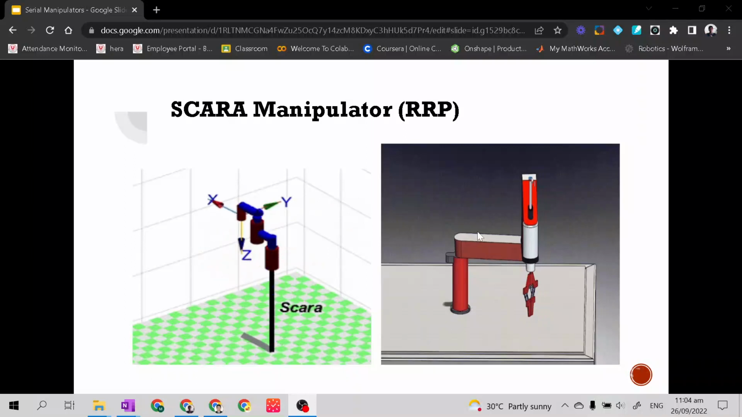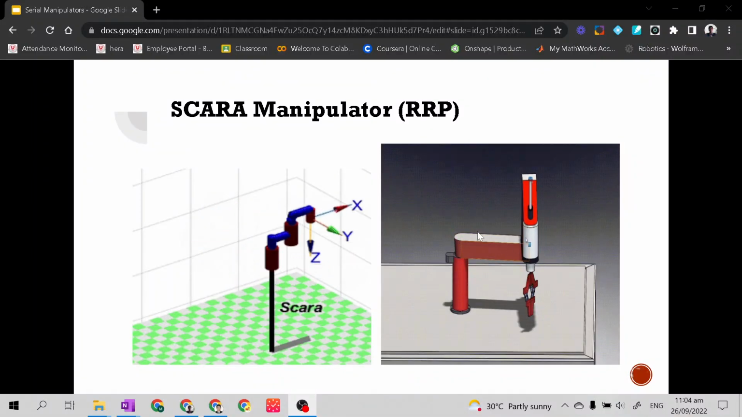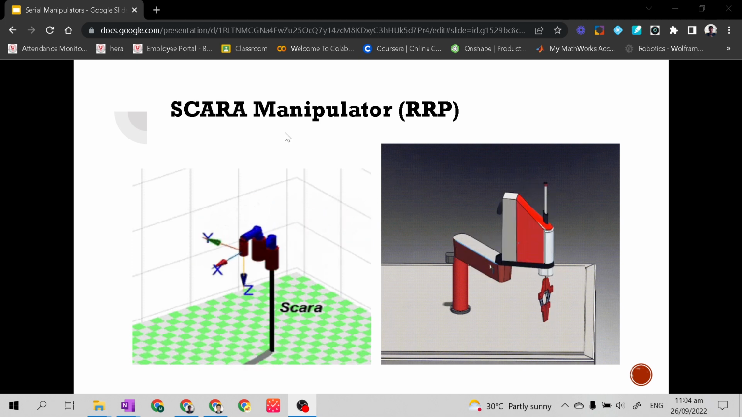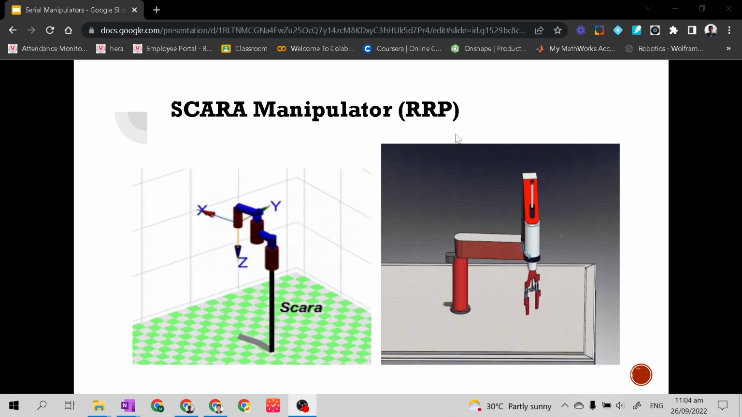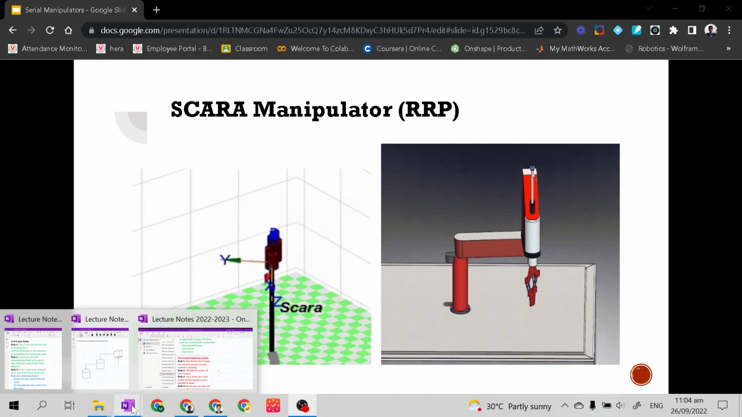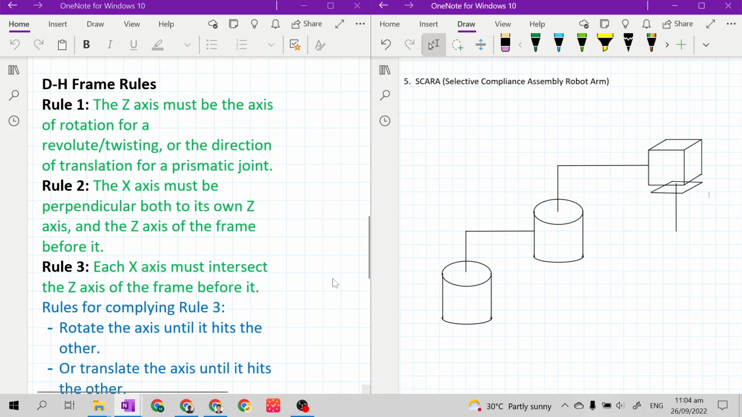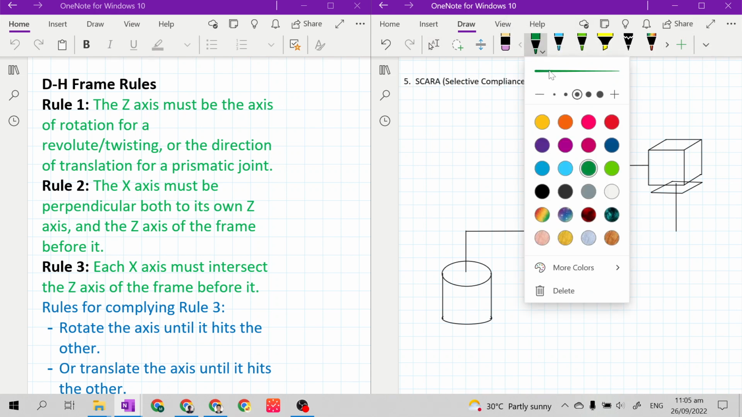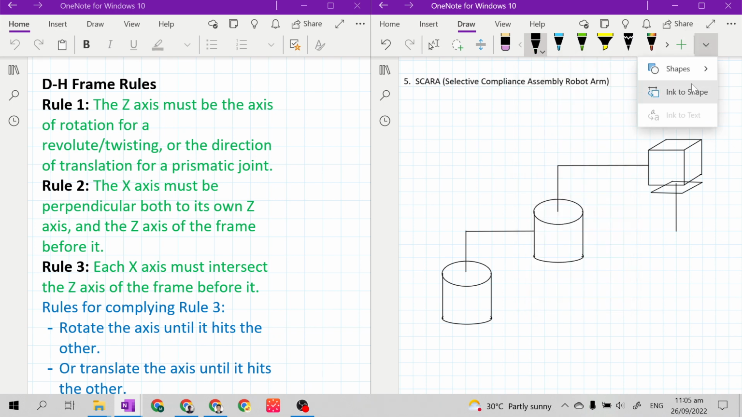Hey class, for our next manipulator, this is a SCARA manipulator with the RRP configuration, or revolute-revolute-prismatic. So let's go to our OneNote. This is the assembled kinematic diagram of our SCARA manipulator. First are the link indicators and labels.